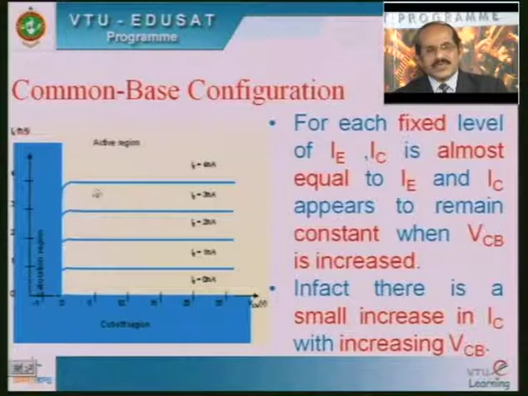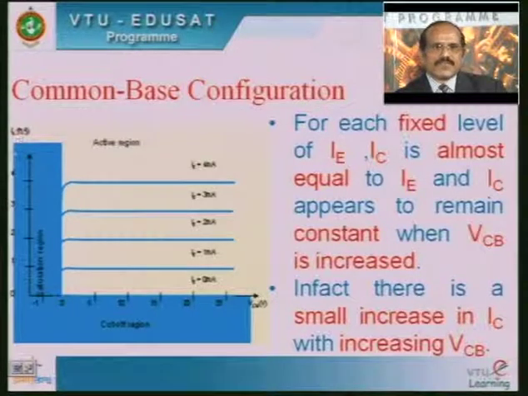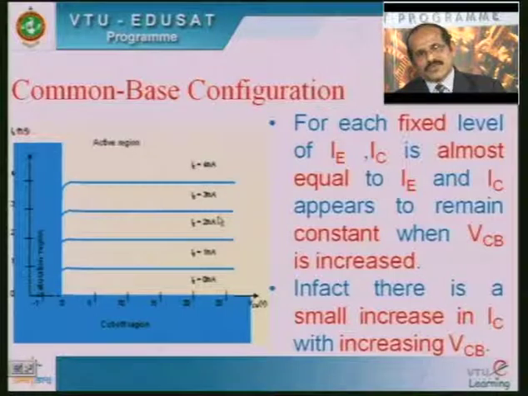Because you can see this, when VCB is increased from 0 to 25, the current curves are almost flat. So there is not much variation here. That means the increase in VCB is not having much effect on the output current, that is, the collector current.